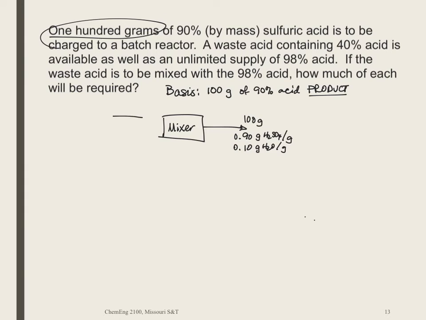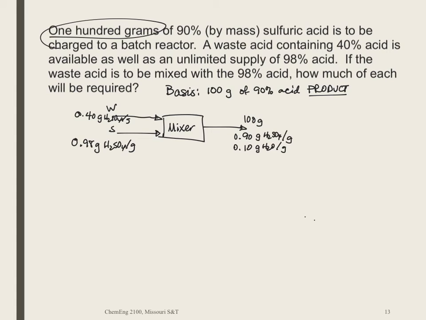And what I have is two feeds. I have a stream that is my waste acid, and I have a stream that is my strong acid. The waste acid is 0.4 grams H2SO4 per gram total, and the strong is 0.98 grams H2SO4 per gram total. I have not written in the water. All right, so this is my drawing.